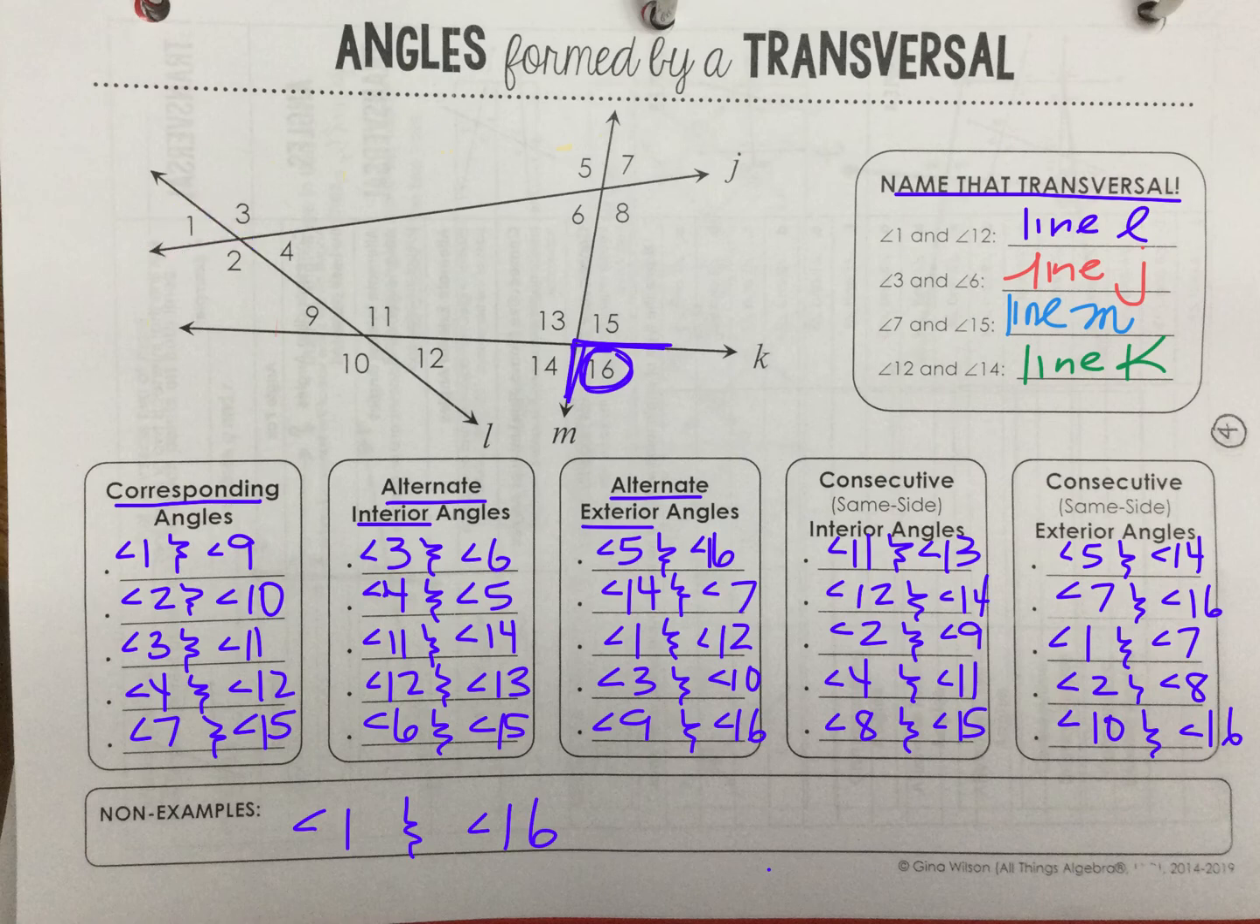All right, let's think of one more example. I could say angle 6 right here because he is on J and M. And then I could say angle 11 because he is on L and K. So angle 6 and angle 11 do not have a relationship. Copy these notes down. When you're done, flip over to the next page.